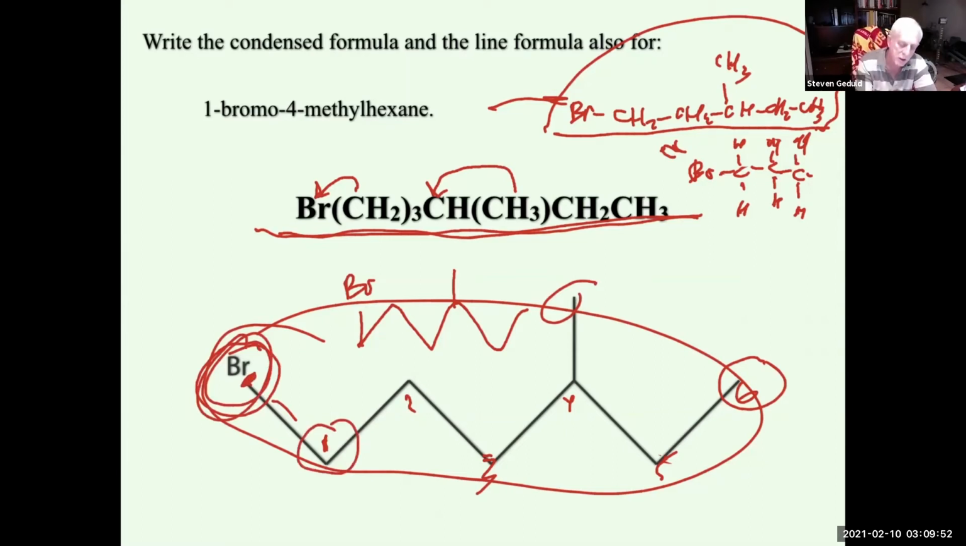That's why when I do it, I draw a line straight up rather than at an angle. That way people tend to notice it's a bromine, not an attachment to the line structure. But just don't get confused on that part.